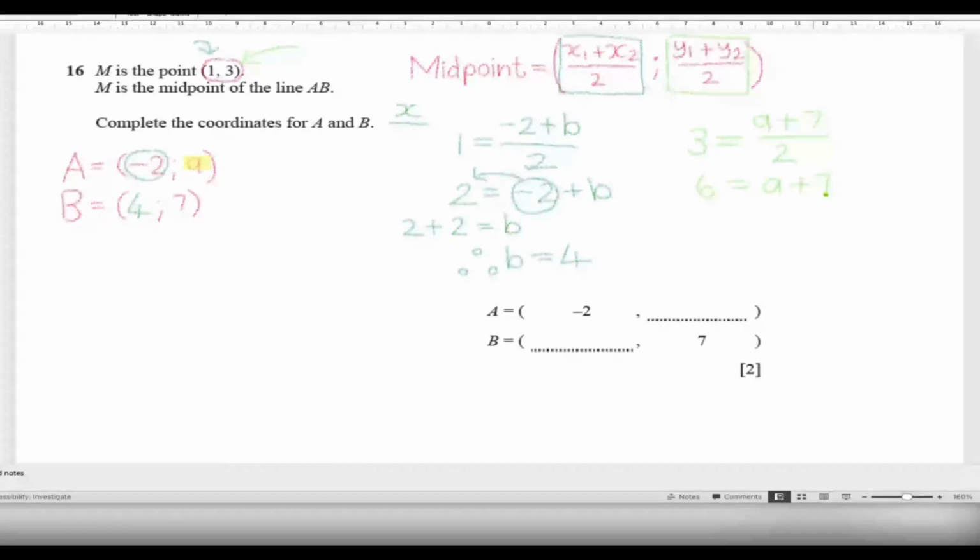Now I want to get a alone. So I'm going to take this +7 to the other side. When I take it over the equal sign, its sign will change, which means it will be 6 minus 7 equals a. Now, what is 6 minus 7? 6 minus 7 is equal to -1. So that means a has a value of -1. So I'm just going to erase this, and I'm going to write -1. Okay, so let's fill in the answers. This is -1, and this is 4.